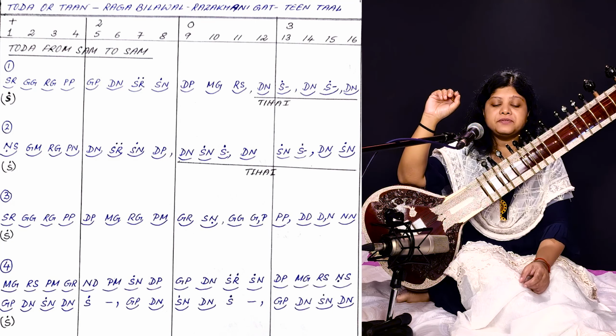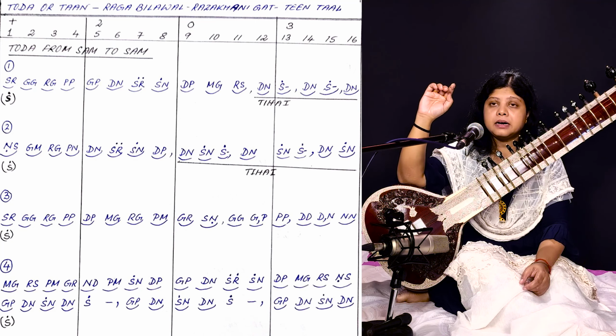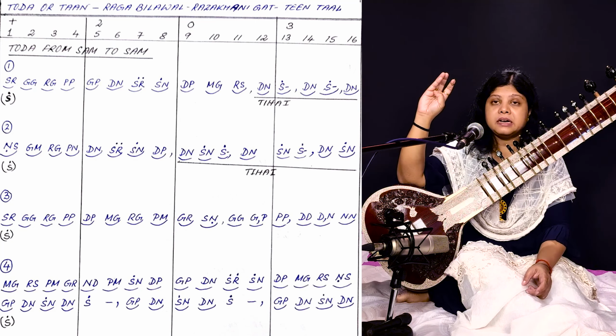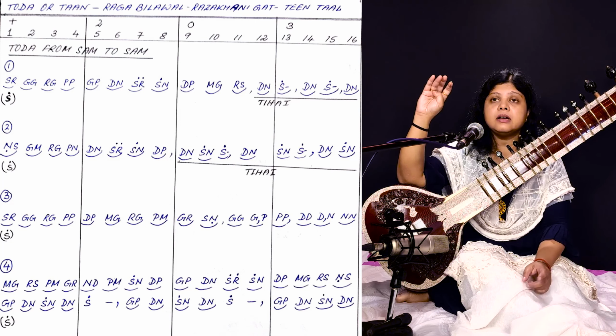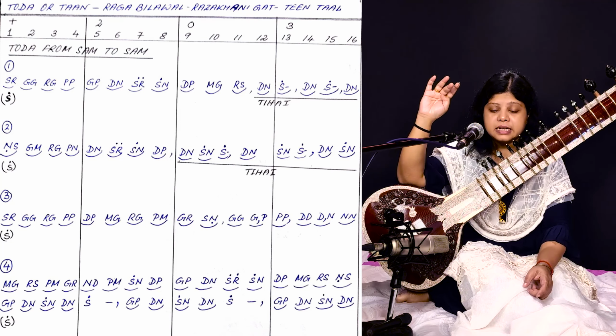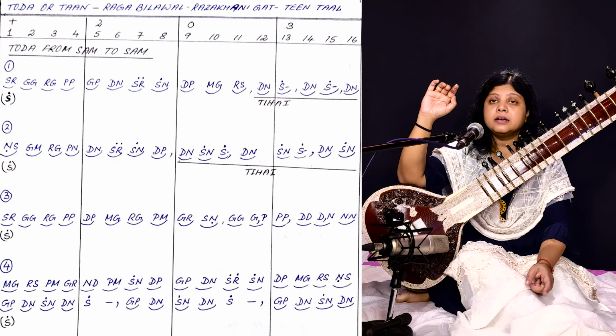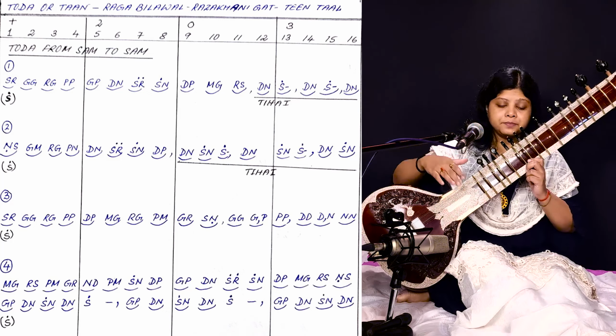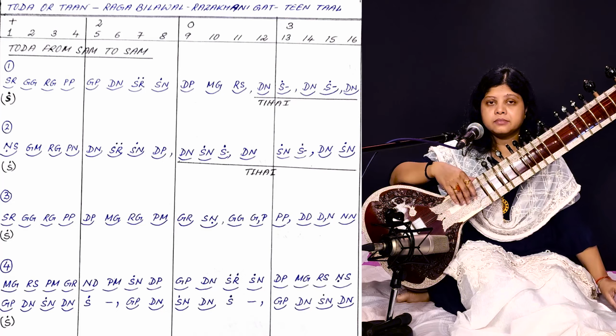Ma ga re sa pa ma ga re ni dha pa ma sa ni dha pa ga pa dha ni sa re sa ni dha pa ma ga re sa ni sa ga pa dha ni sa, ga pa ga pa dha ni sa, ga pa ga pa dha ni sa. So, how to play? Starting from sam.